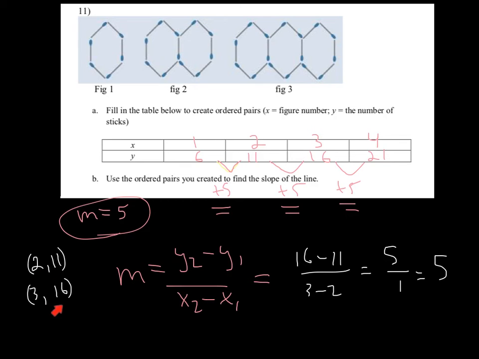I could also go through the process of formally identifying these as coordinates. So off to the left I chose (2, 11) and (3, 16), and I process them in my very formal method of calculating slope. Hey, there's the bell again. All right, and that's that. So the slope is still equal to 5.